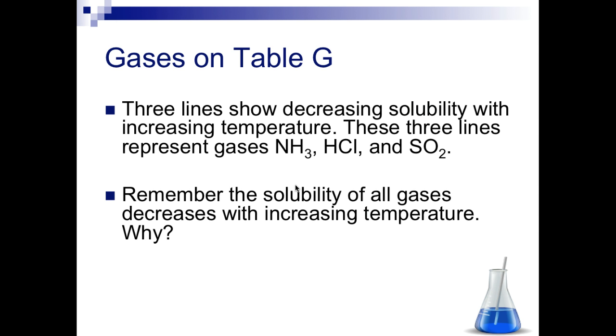On table G in your reference packet, there are three lines that actually go in the opposite direction. They do not go up and to the right. They go down and to the right. What does that mean? Those three lines show decreasing solubility with increasing temperature, and that's because those three lines are the gases. Remember, the solubility of all gases decreases with an increase in temperature, because when you increase the temperature, those gases do not want to go into solution. They want to stay and be freely moving around outside.